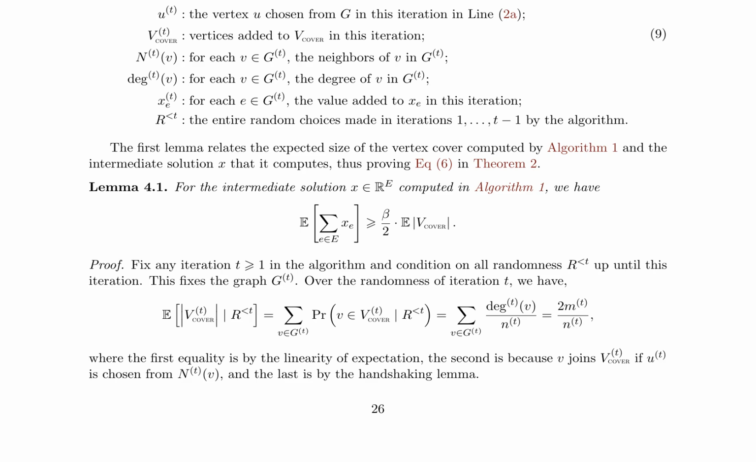The proof of the lemma conditions on the randomness up to a given iteration t and fixes the graph G_t. It then uses the linearity of expectation and the handshaking lemma to show that the expected size of the vertex cover is at least beta times the expected size of the intermediate solution. Overall, Theorem 2 and Lemma 4.1 provide a key foundation for the analysis of Algorithm 1, demonstrating its ability to compute a high-quality vertex cover and fractional matching.